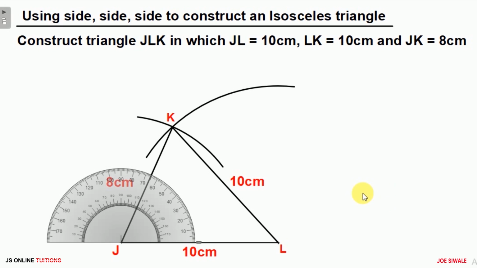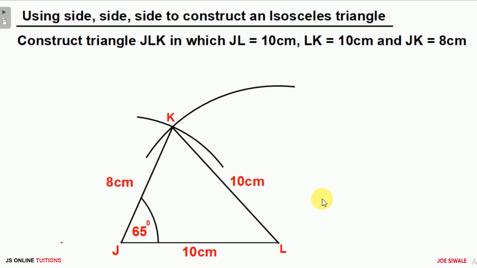So we're going to put our protractor at point J there. Then we're going to say 10, 20, 30, 40, 50, 60. So that's going to be 65 degrees. So the angle at J is 65 degrees. Let us indicate that. So we have indicated the angle at J as 65 degrees.